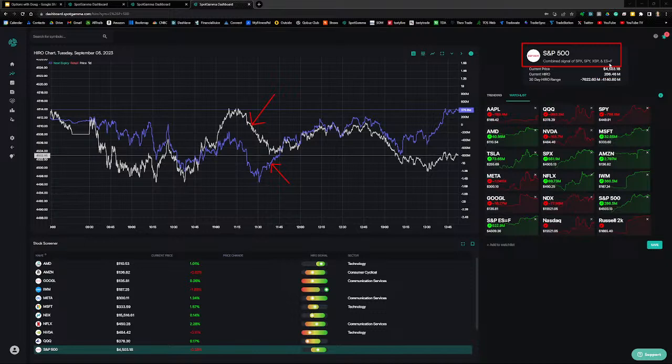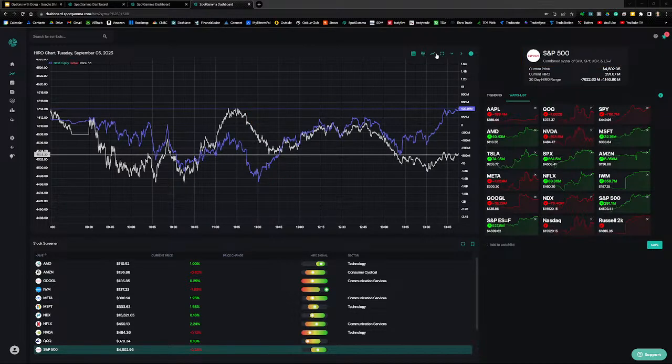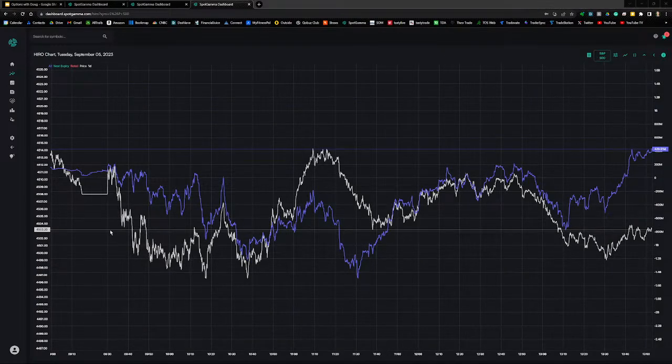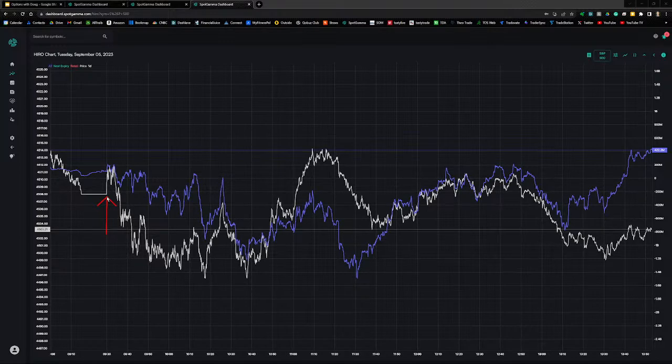So if you trade any form of the S&P 500, this is generally the signal that you want to take a look at. SpotGamma does provide the individual signals. I typically just stick with the combined signal. Let's zoom in on this chart. And just to point out the time here, this is the cash open right here, 9:30 a.m. Eastern Time.